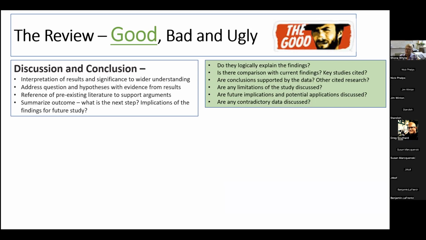Are there comparison with current findings? Do they have the key studies cited? Are conclusions supported by the data? Do they cite other research? What are the limitations, and how do they identify those limitations? And what do they say about them? And how do they say that the research can be improved if they were to do it again or move forward? And what are the implications?